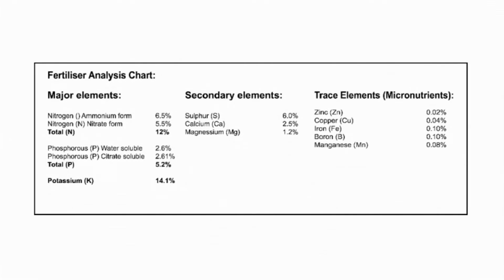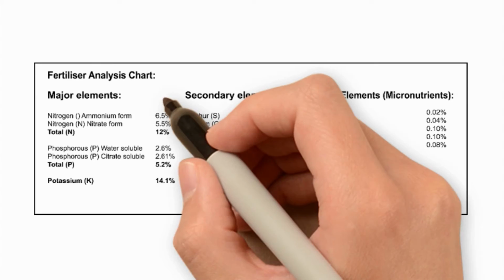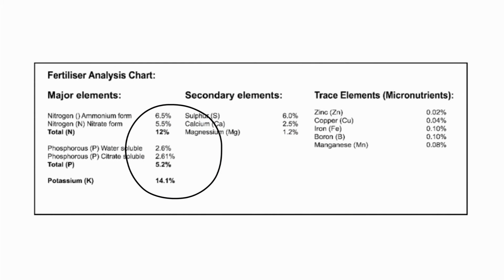This is an example of a nutrient analysis chart. As you can see, the rates of trace elements are up to 100 times smaller than those of the amounts required of the primary and secondary elements.